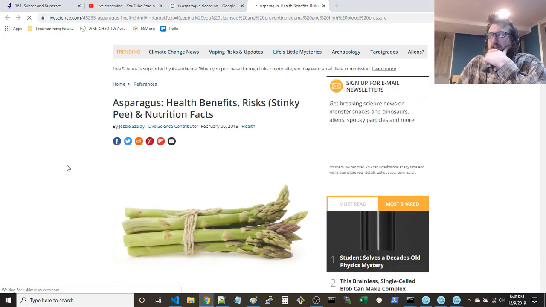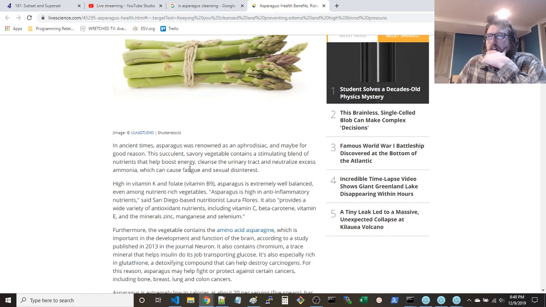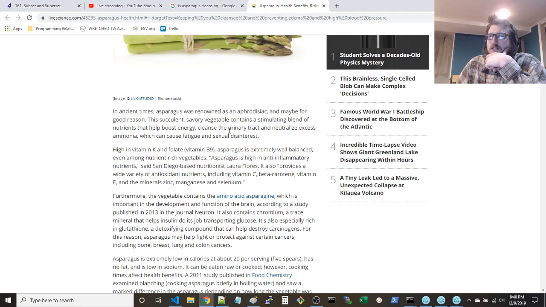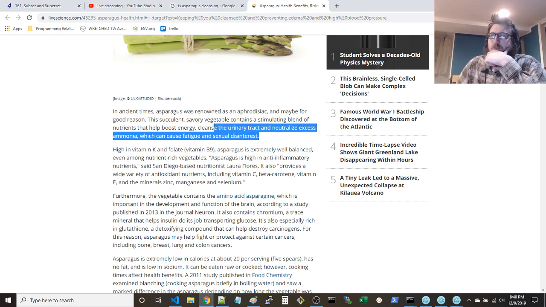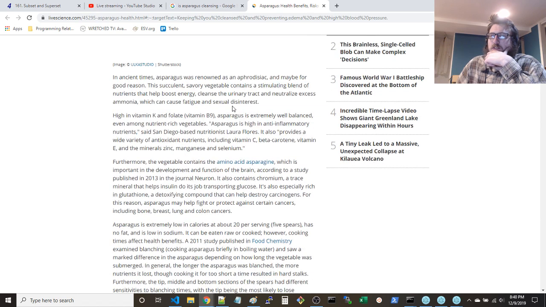I want to know an aphrodisiac. Okay. Cleanse the urinary tract and neutralize excess ammonia, which can fatigue and cause fatigue and sexual disinterest. Interesting. So it neutralizes excess ammonia.